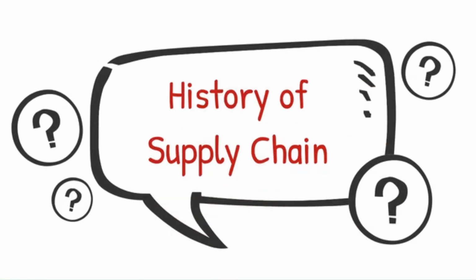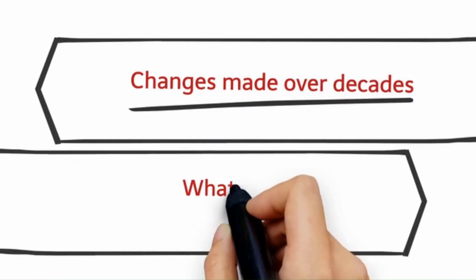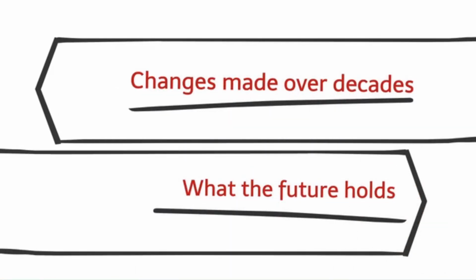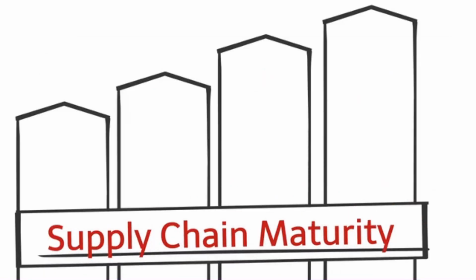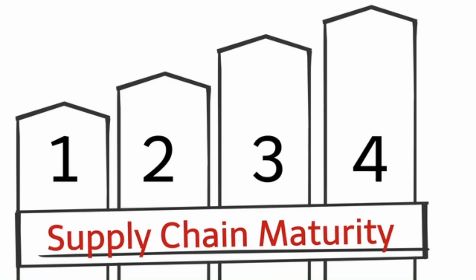Knowing the history of the supply chain is interesting and informative. Understanding what changes have been made over the decades and knowing what the future holds will help a company build an effective supply chain of their own. Firstly, a company needs to understand their own supply chain maturity, because once they know which stage they're at, they can work on improvements. So, there are 4 stages of maturity.